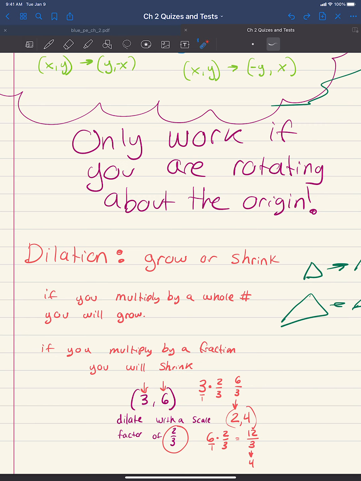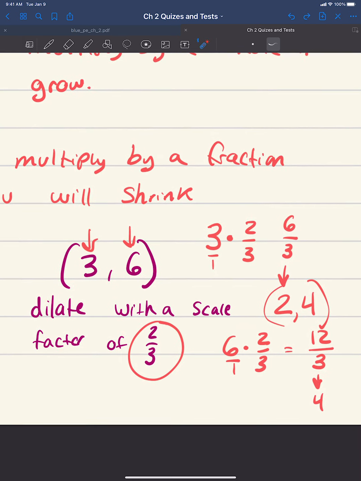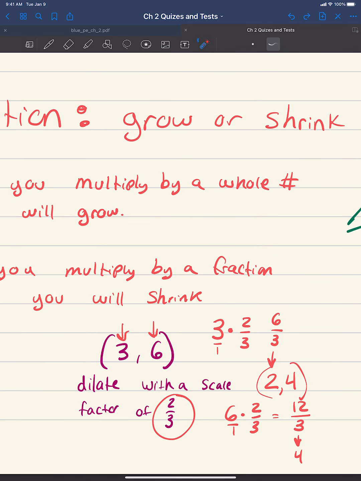So if you look down here, I gave you an example. The scale factor is always labeled with a K, right? So that's scale factor. If I said dilate with a scale factor of 2/3, I already know my shape is going to shrink.